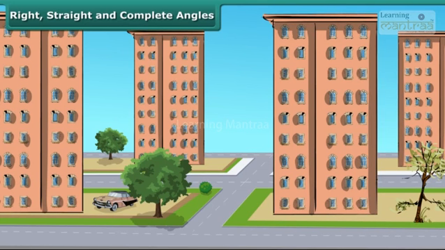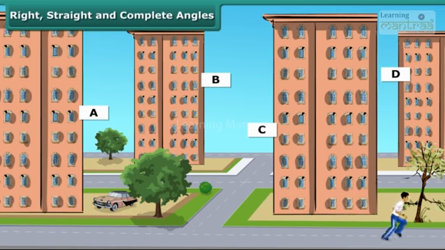Straight and complete angles. There are 4 pockets A, B, C and D in a residential locality. The 4 pockets are located like this. Rajiv lives in pocket A and is a fitness freak. Every day in the morning he jogs in and around the residential complex.